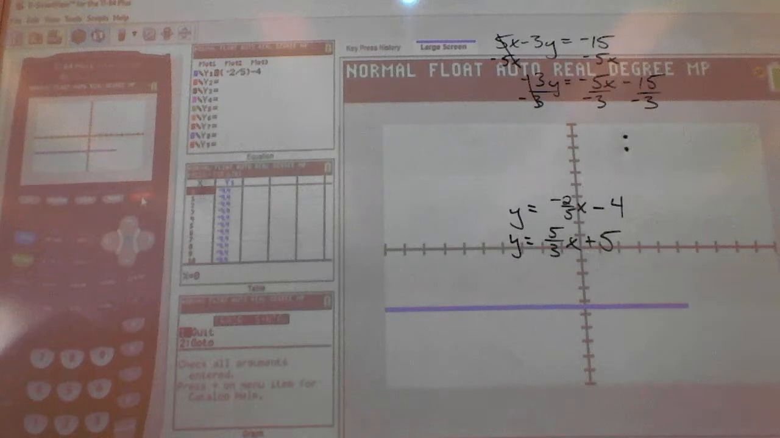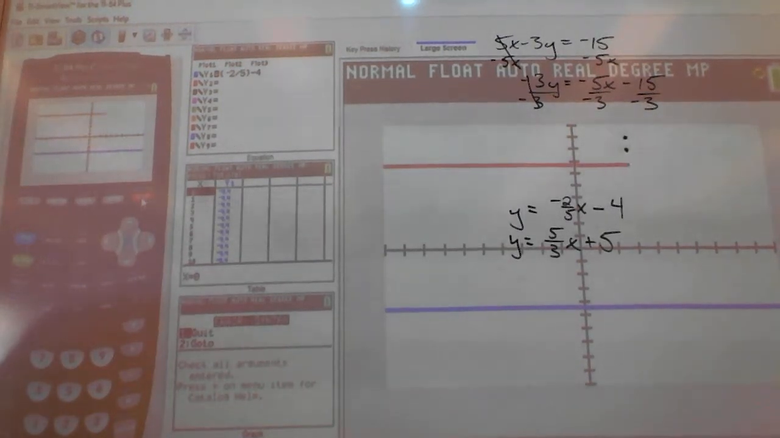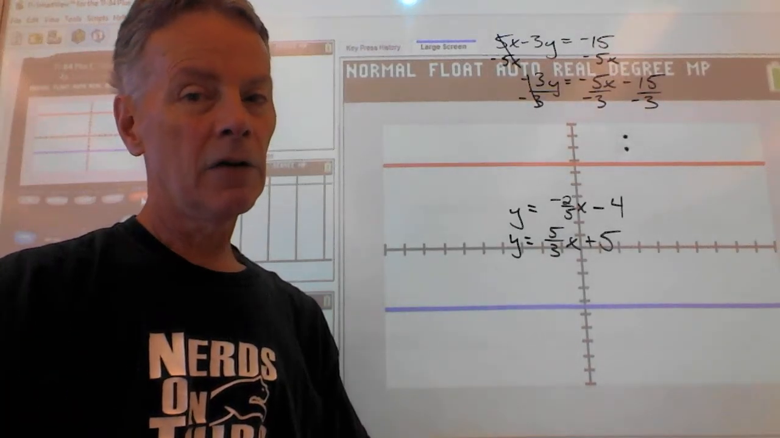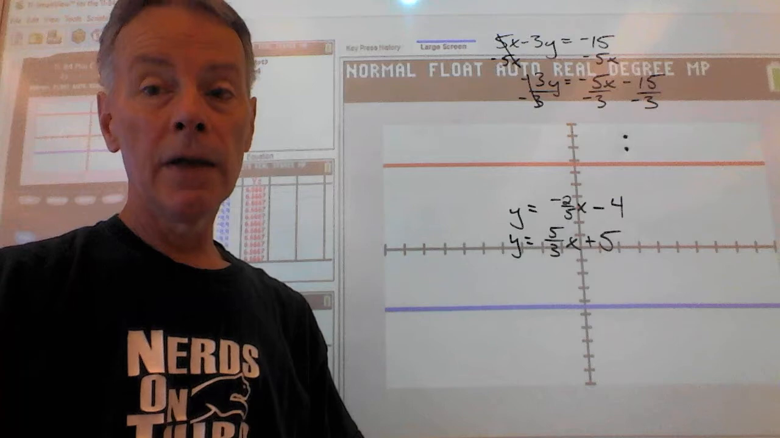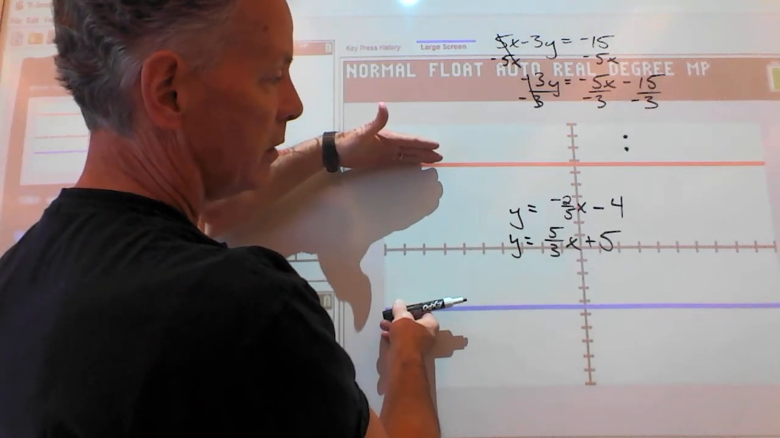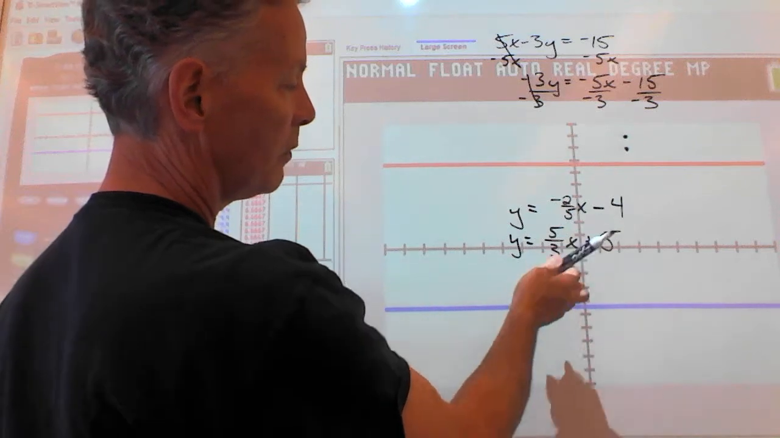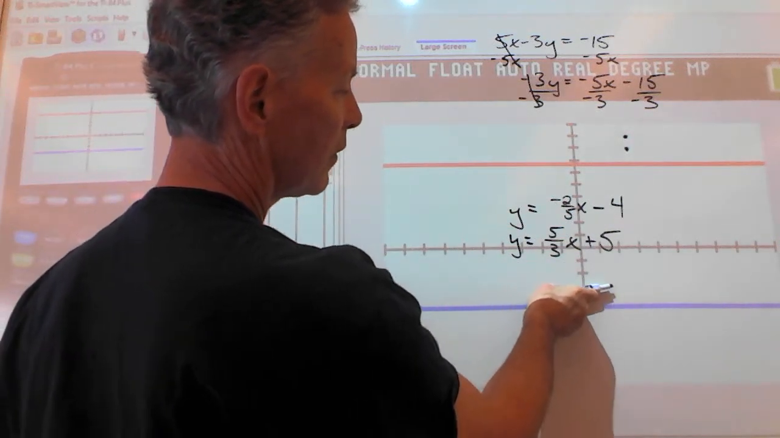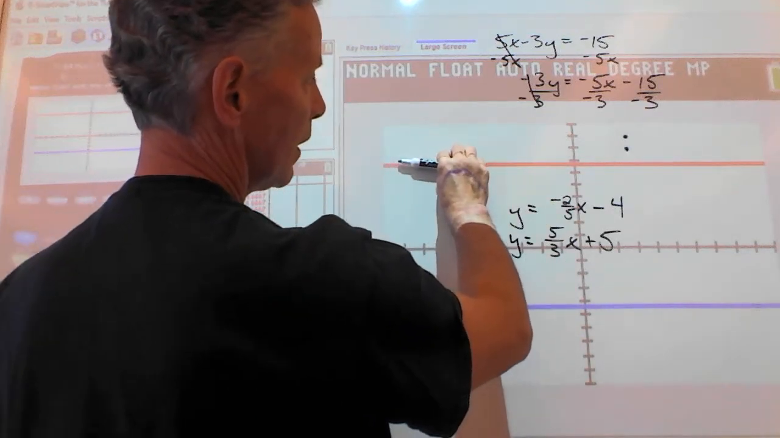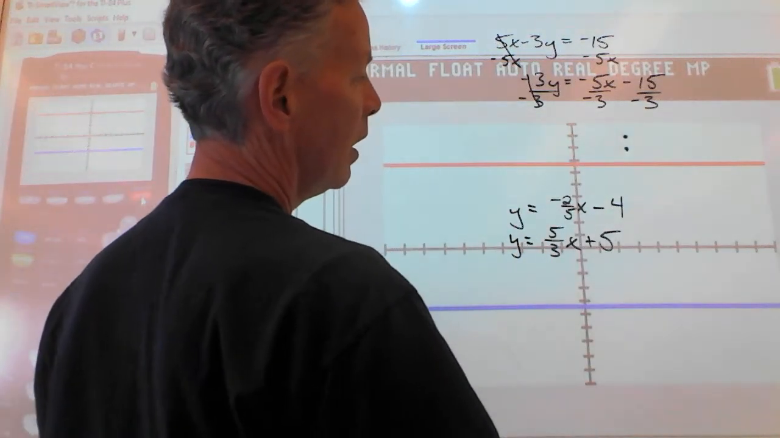And there's a line. And there's a line. And it doesn't look like they intersect. They do. Okay? Now these lines look almost parallel, but we know that this one has a positive slope, so it's ever slightly going up. This one has a negative slope, so it's going ever slightly down.